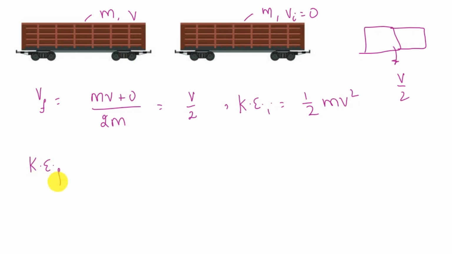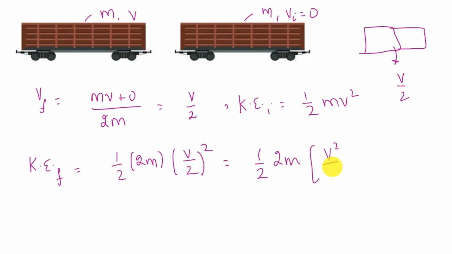If I write the final kinetic energy, this would be half, the total mass would be m plus m, so 2m, multiplied with the speed here, which is v by 2, so (v/2) whole square. This equals 1 over 2 times 2m times v square over 4, which equals 1 over 2 times 1 over 2 m v square. We can write it this way, and this is the initial kinetic energy.